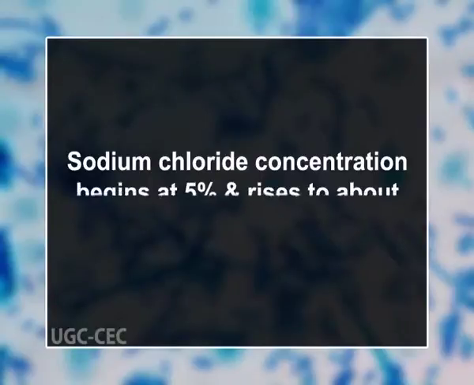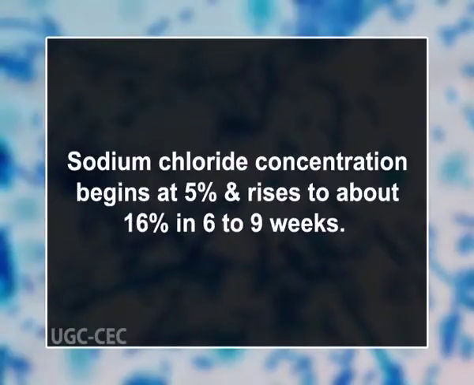Pickles are produced by placing cucumbers and such components as dill seeds in casks filled with a brine. The sodium chloride concentration begins at 5% and rises to about 16% in 6 to 9 weeks. The salt not only inhibits the growth of undesirable bacteria but also extracts water and water-soluble constituents from the cucumbers. These soluble carbohydrates are converted to lactic acid.